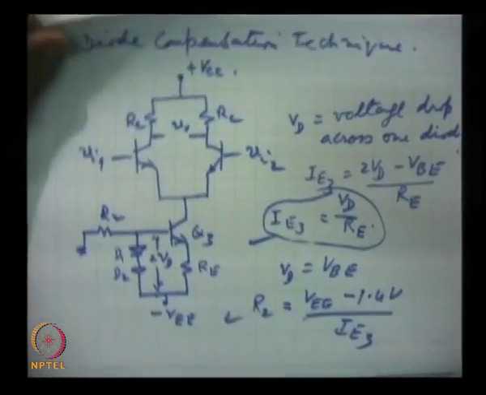So, this was the constant current source, and these are the various options which we have. Now, we define another very important characteristic by which we differentiate among different differential amplifiers, and the parameter is the common mode rejection ratio.